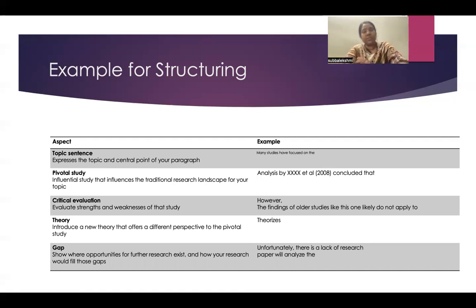When there is a theory, and you have a study where a new theory was postulated, for structuring you can use so and so et al. theorizes or theorized that the so and so thing. And whenever there's a gap, you can always say that so and so identified that there is a lack of research, and they analyzed this in their paper.